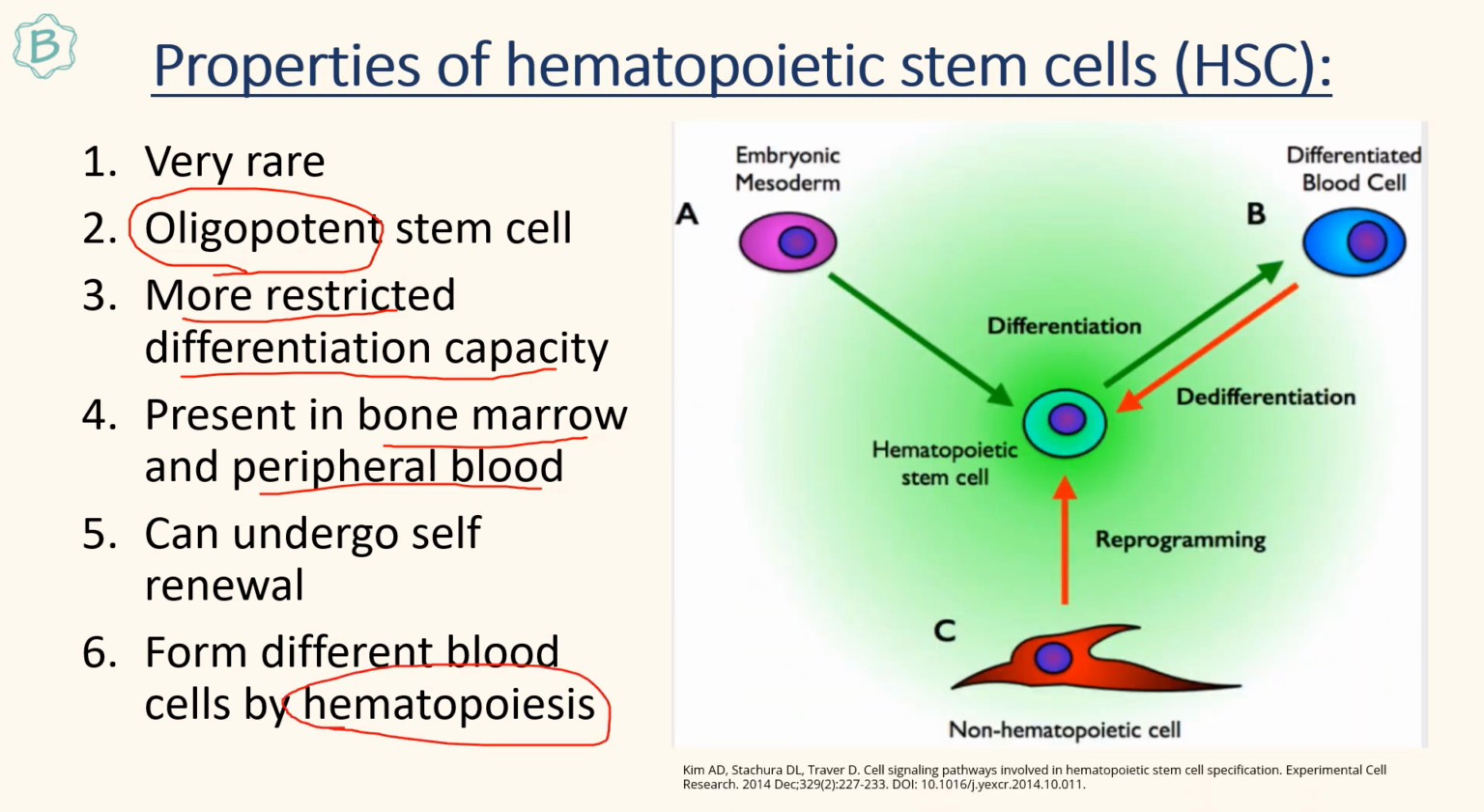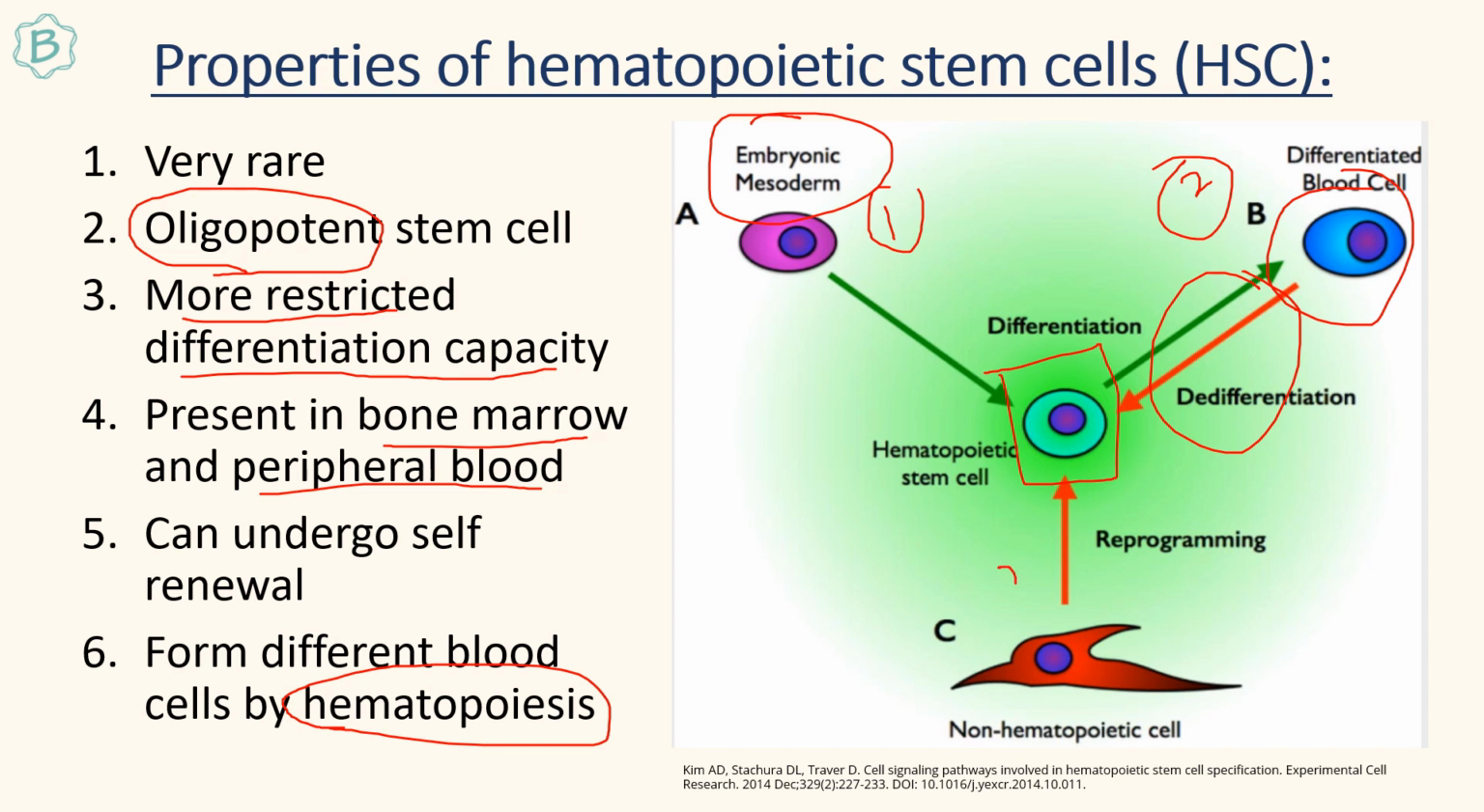Now in this picture, you can see the three ways in which hematopoietic stem cells are being formed. The first way is by the embryonic mesoderm, which is the most typical way. The second way is that hematopoietic stem cells generally differentiate to form different blood cells. However, recently they have found out that blood cells can also undergo de-differentiation to form the hematopoietic stem cell again. So this is a reversible process. And the third way is that you can reprogram any non-hematopoietic stem cell to form a hematopoietic stem cell.